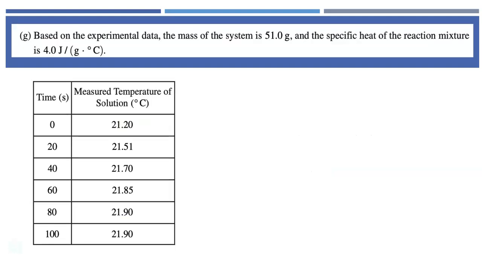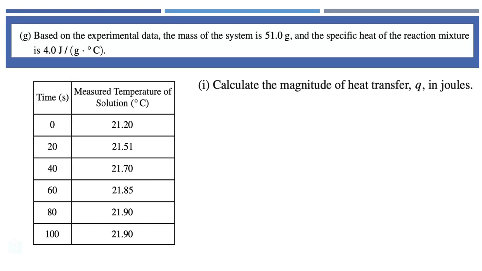Based on the experimental data, the mass of the system is 51.0 grams, and the specific heat of the reaction mixture is 4.0 joules per gram per degree Celsius. Oh, you know what's coming here, right? Calculate the magnitude of heat transfer, Q, in joules. Well, Q is mC delta T. This is a nice little thermochemistry problem, right? And what do I know?